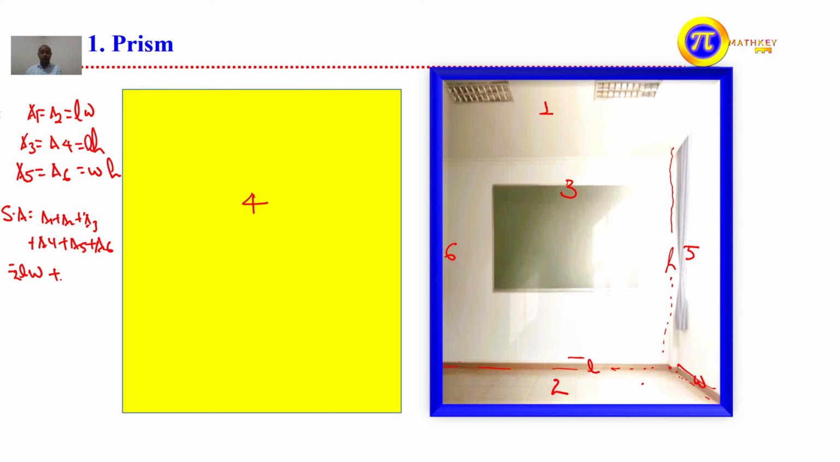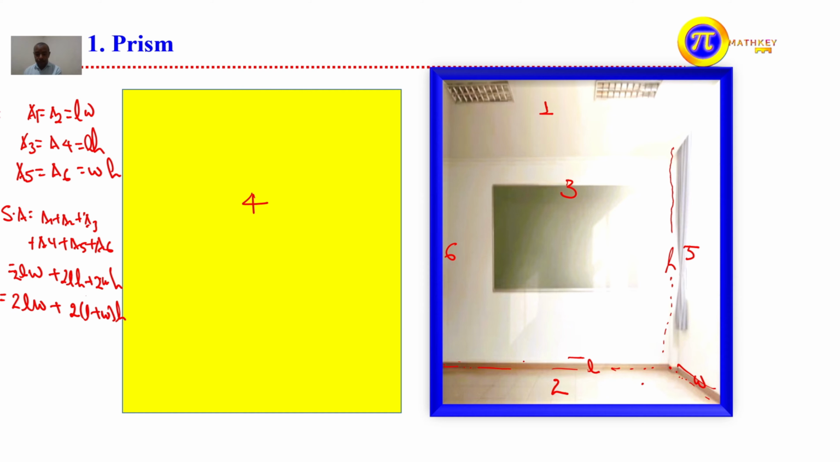Plus the other one: A3 and A4 are the same. That means length times height, twice. This becomes twice of length times height. Plus the last one, A5 and A6. That means width times height, twice. So this is twice of width times height. When you collect this, this is twice of length times width plus twice of L plus W, times H.